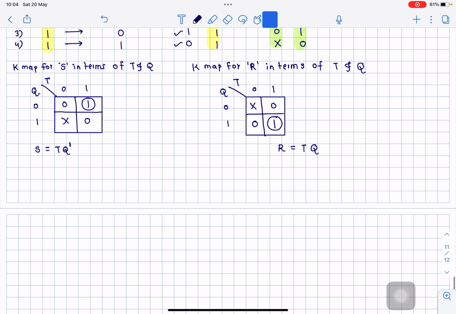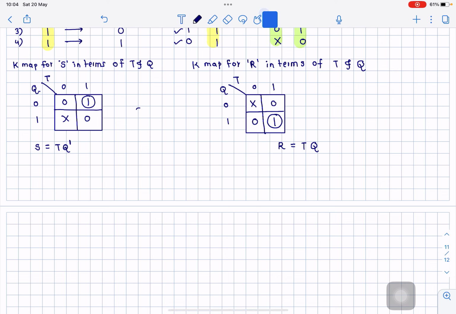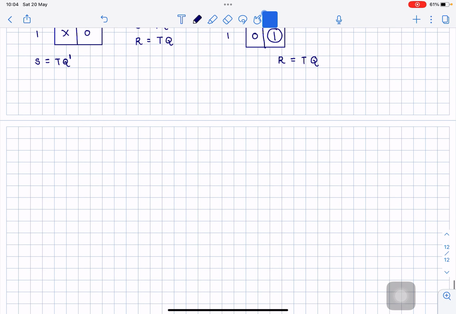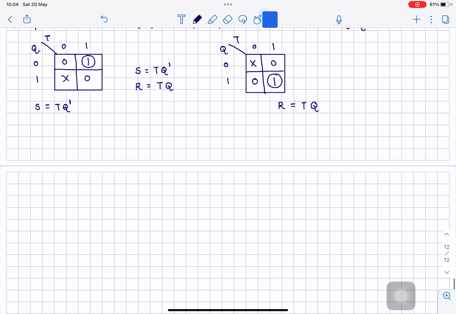Finally, we got the answers: we should keep the S input of the SR flip-flop equal to T and Q dash. Similarly, if we give T and Q to the R input of the SR flip-flop, then we will convert the SR flip-flop into a T flip-flop. So let us redraw it, and please remember that we want to give S input as TQ dash, and R input as TQ only.